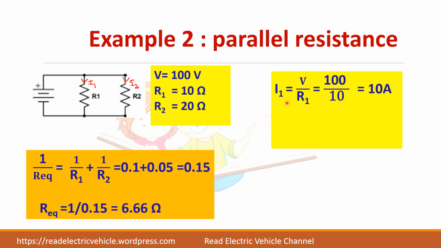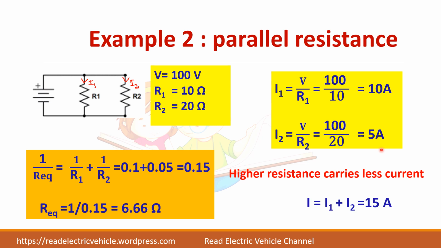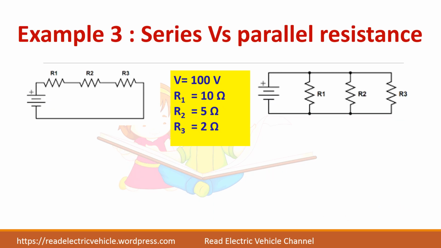So what is I1? So V by R1, and you see I2, it is coming 5 amps. So smaller resistance takes more current, higher resistance takes less current. You can apply the current division rule also and find the current.